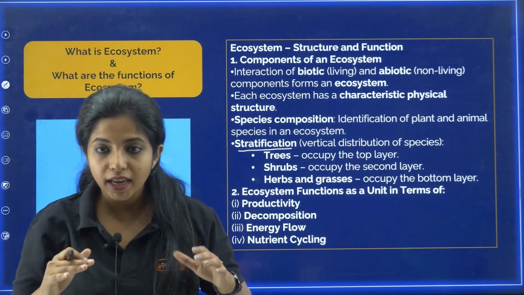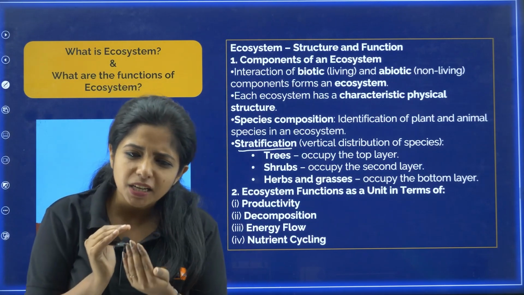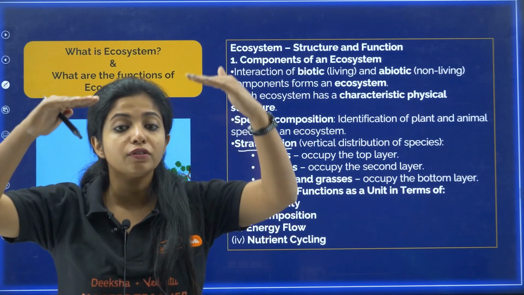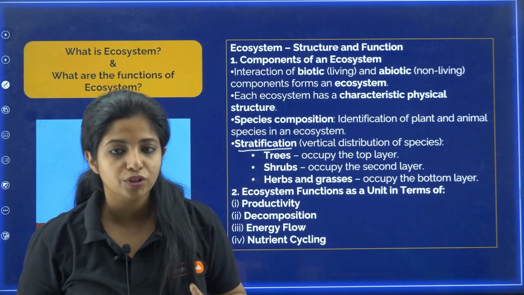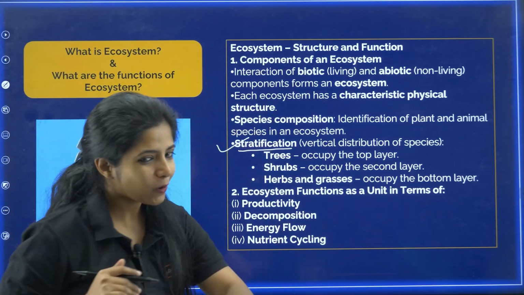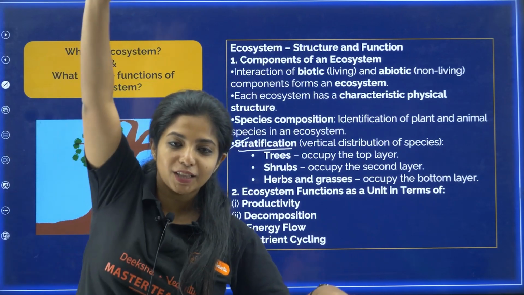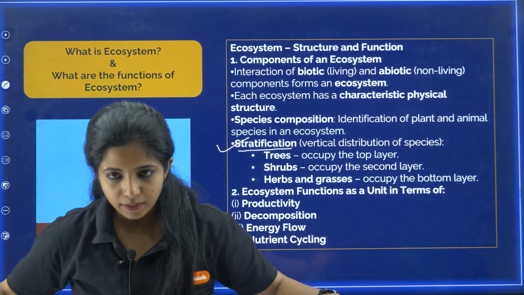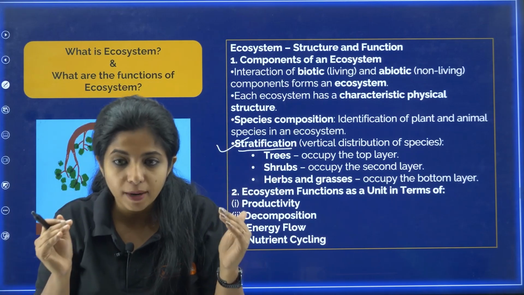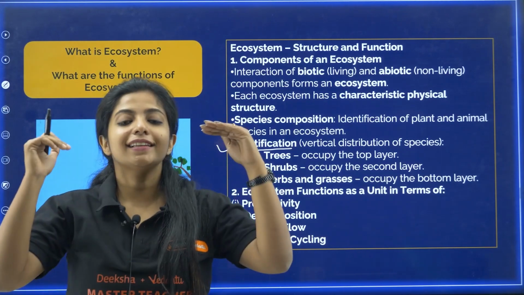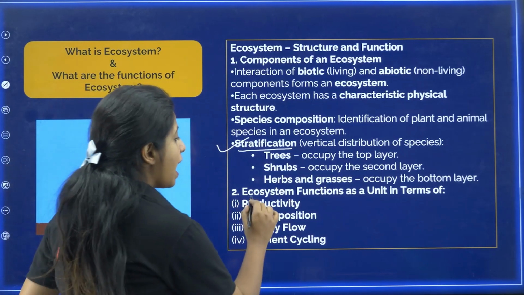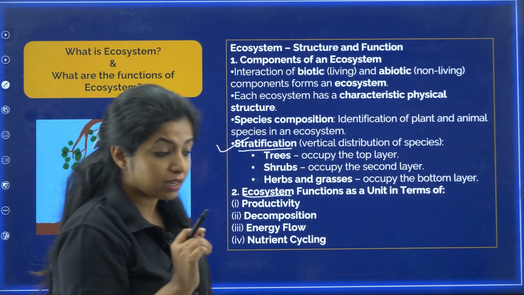The shrubs which are there, they occupy the second layer, and the herbs and the grasses, they occupy the bottom layer. So the distribution of species, my dear children, what do you call this distribution as? You call this as stratification. On bottom, what do you have? Have you seen the grasses at the top? No, my dear children, it's always on the ground level, right? So it occupies the bottom layer, and then comes the small shrubs which occupies the second layer, and the third layer is occupied by what? The trees.